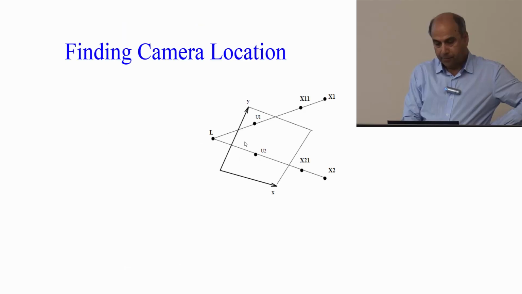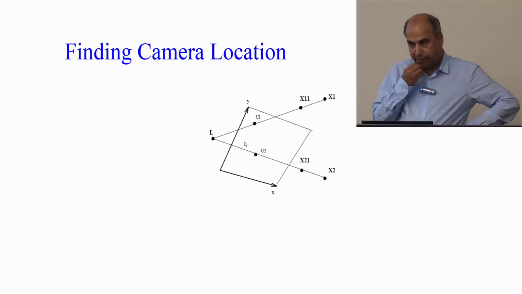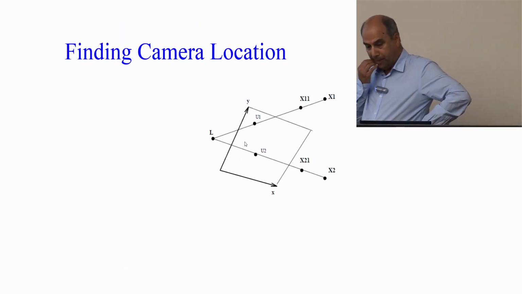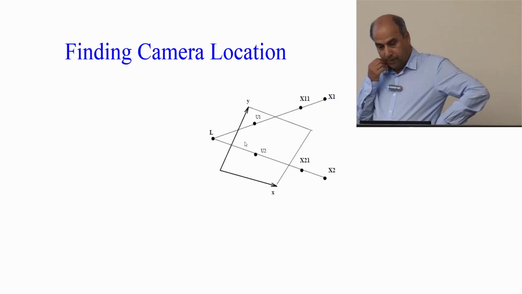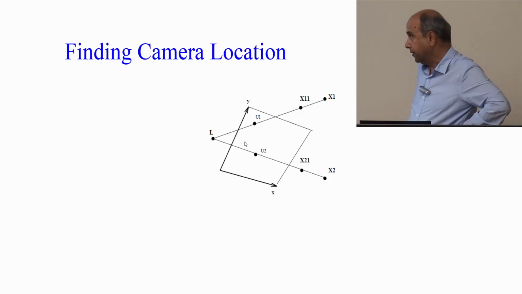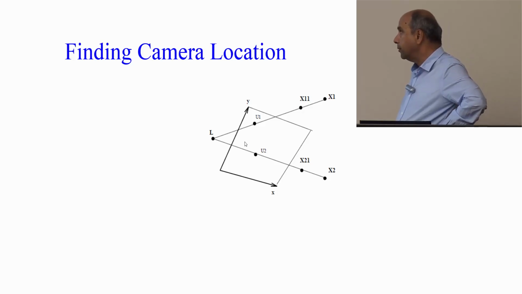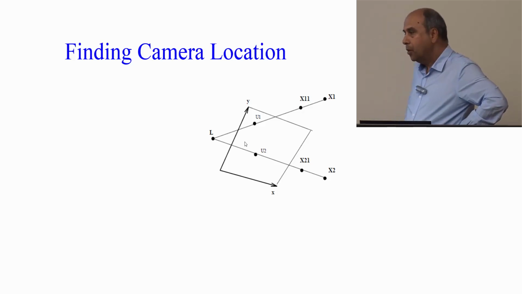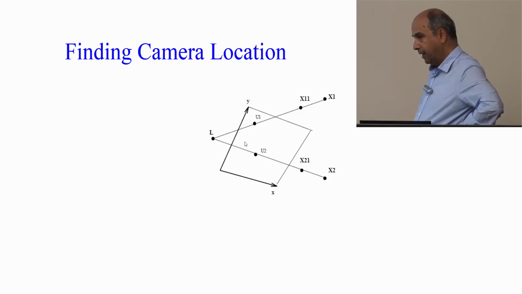Okay, so once we know the camera model, this matrix, then I think we can do interesting things. From the camera matrix we can find out where the camera was when a particular picture was taken, where was the location of the camera.